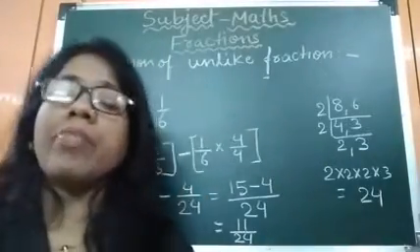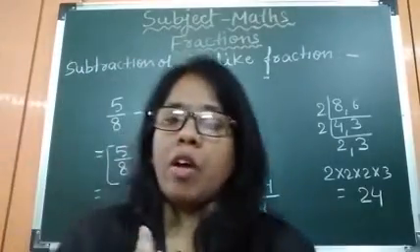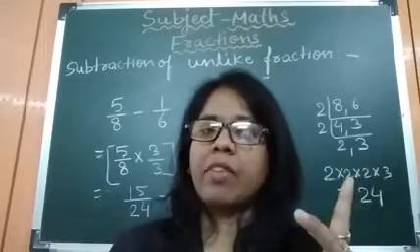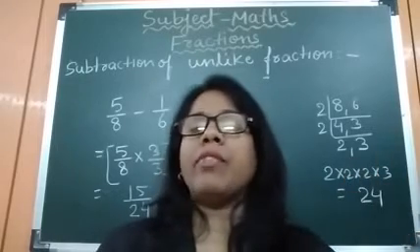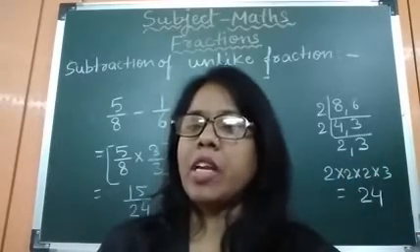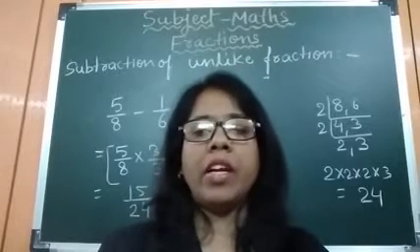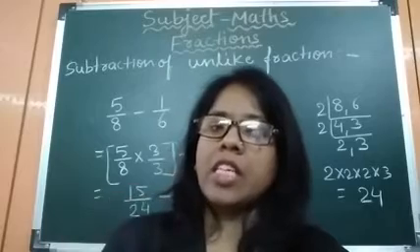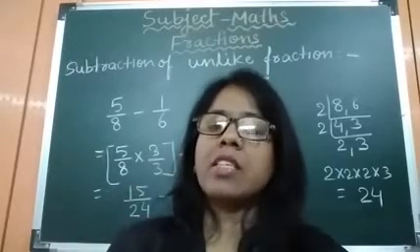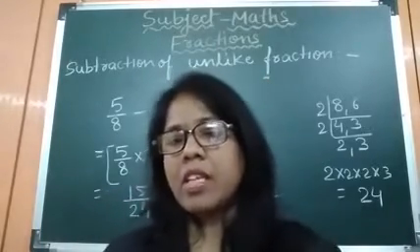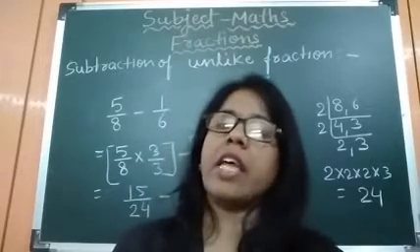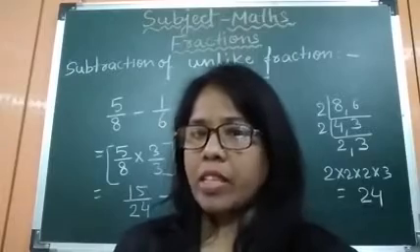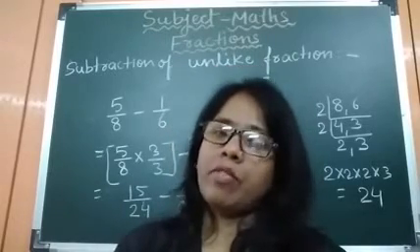So here we knew what the types of fractions are. Two types of fractions, like fractions and unlike fractions. Like fractions have same denominator, unlike fractions have different denominators. Then we have seen addition of like fractions, subtraction of like fractions, addition of unlike fractions, subtraction of unlike fractions. So by this way we knew what fractions are.